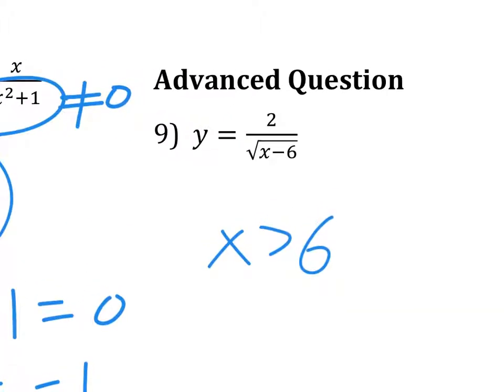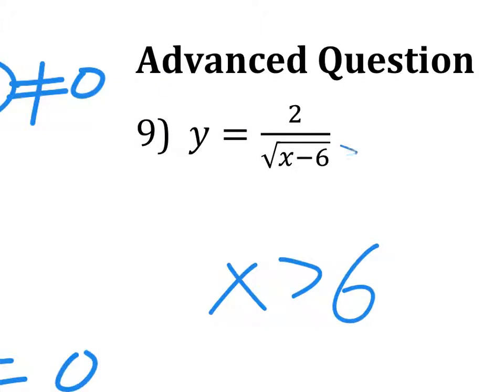Okay, so this is a 2-issue problem. First, we have a square root, so we know that it has to be greater than or equal to 0. However, this square root is also in the denominator. Denominator can't equal 0, so it is just greater than 0.